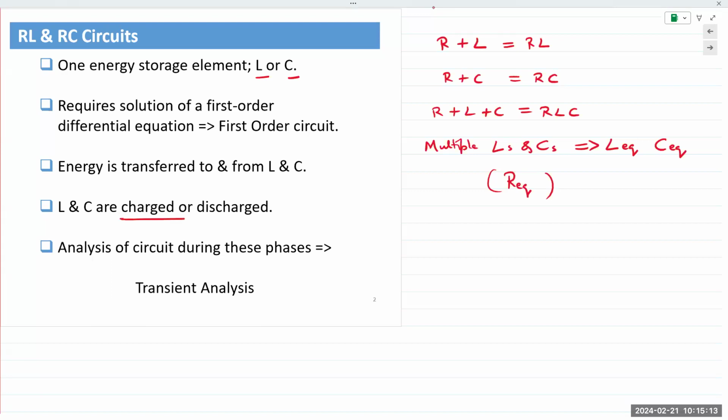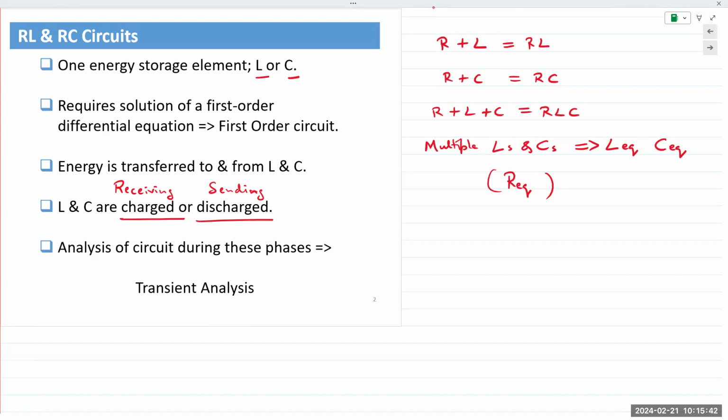And hence charged and discharged. This is receiving the energy, and this is sending it back into the circuit. Okay, receiving and sending it back into the circuit. So charging and discharging refers to the receiving and sending back of the energy, the receiving or supplying the energy back.